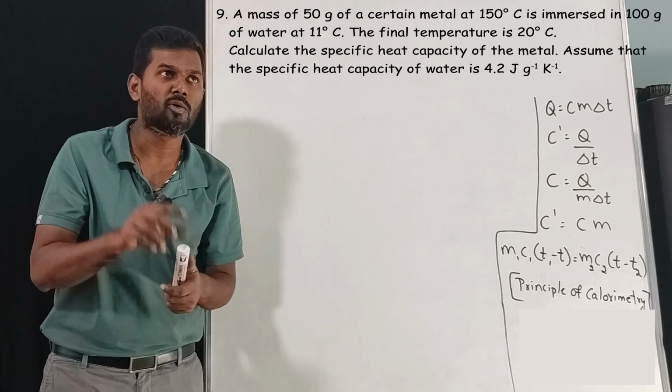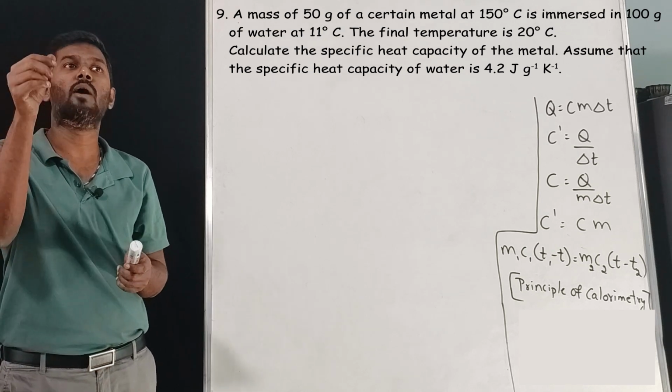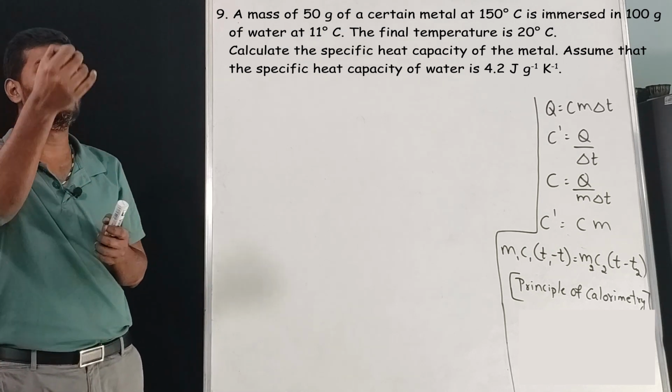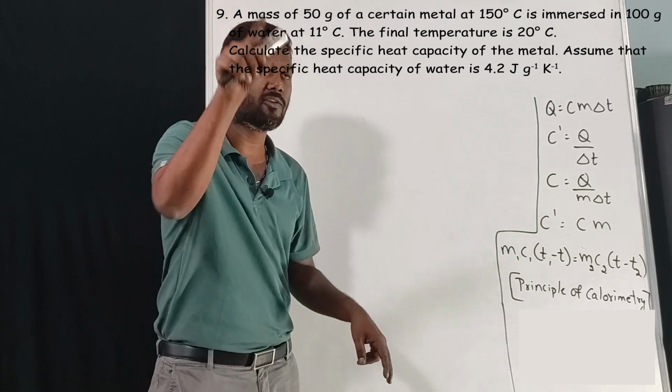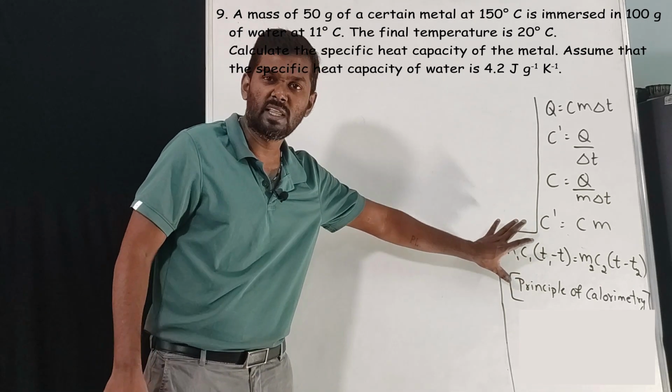Here we are talking about a metal that is immersed in water. A metal is immersed in water. So one object is immersed in one more object. Then in these kinds of questions we are going to use this formula.